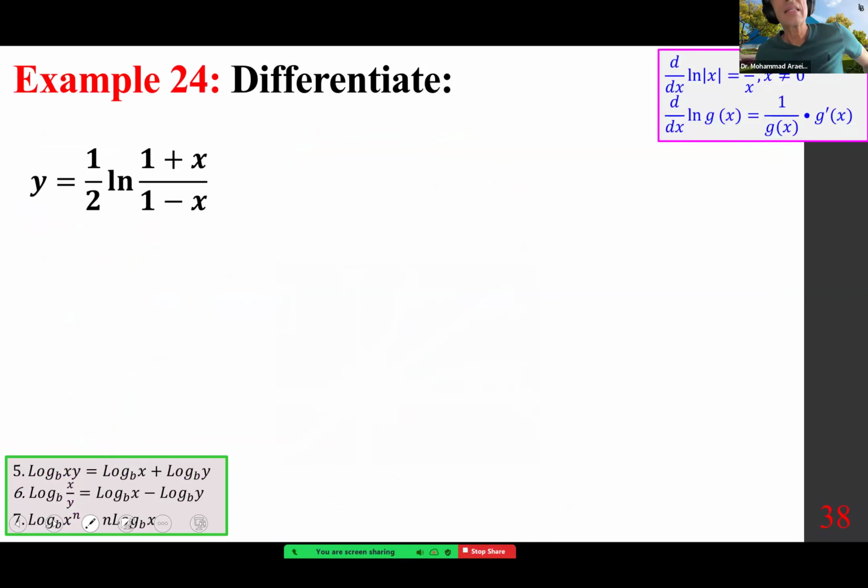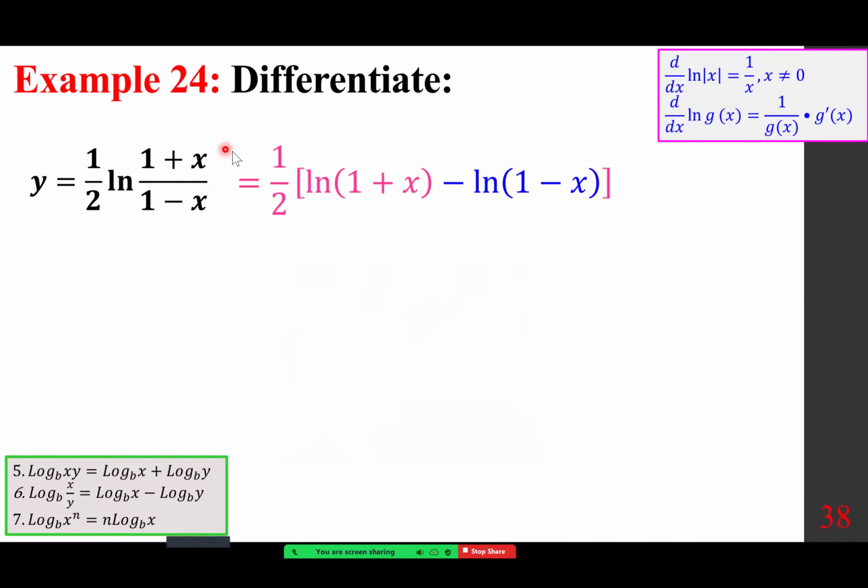Let's start with this example. y equals 1/2 ln of (1 plus x) over (1 minus x). To differentiate this, the very first step is to use logarithmic properties to decompose this. So to decompose this is ln of the top minus ln of the bottom. So we are using the quotient rule on this part.